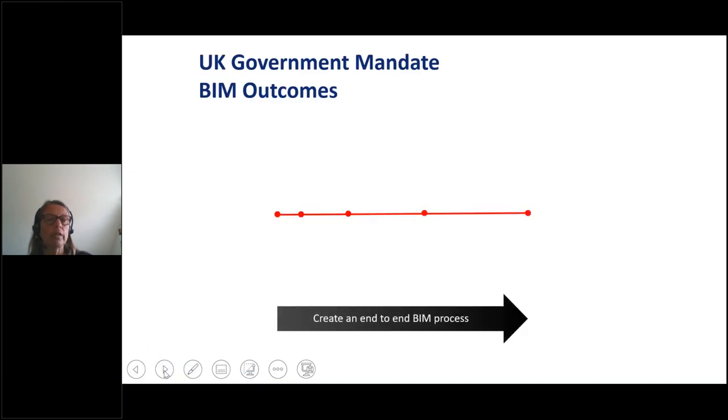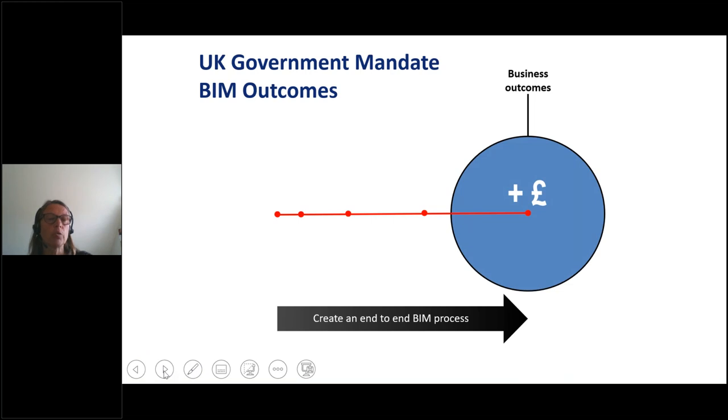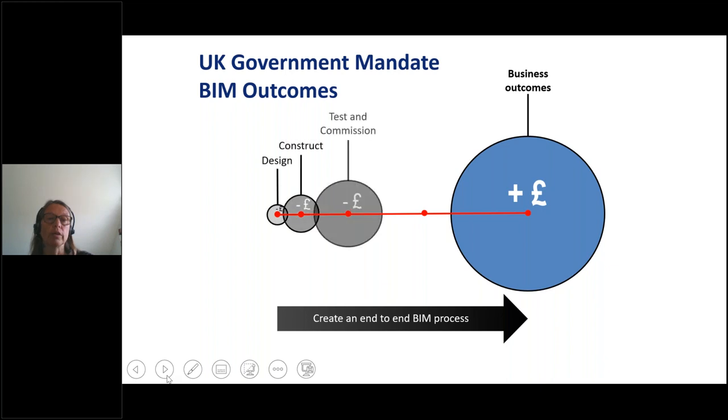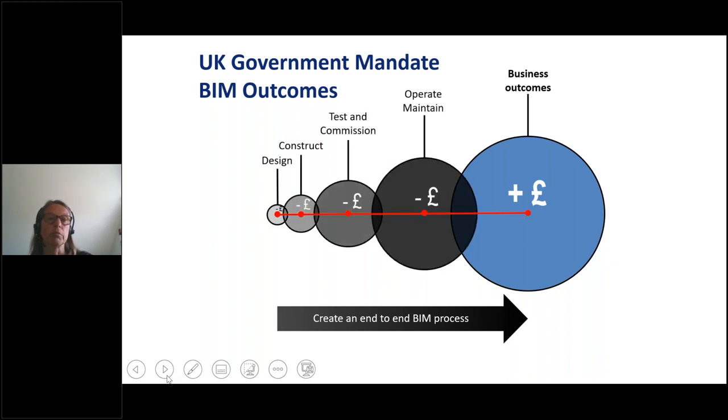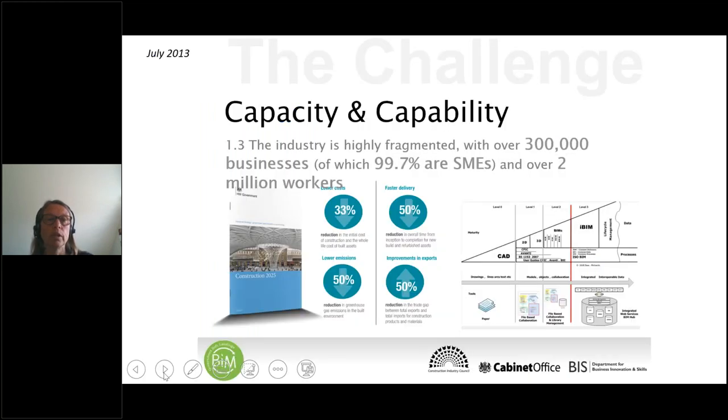There was even at this time a push that what we wanted was business outcomes. That was the big win. It wasn't around the design, construct, test and commission, but certainly about the operate and maintain. But unfortunately, we had this real focus at the start of design and construct. And we kind of lost a sense of what we were doing this for. What was the end result? What was the end purpose that we were really after?